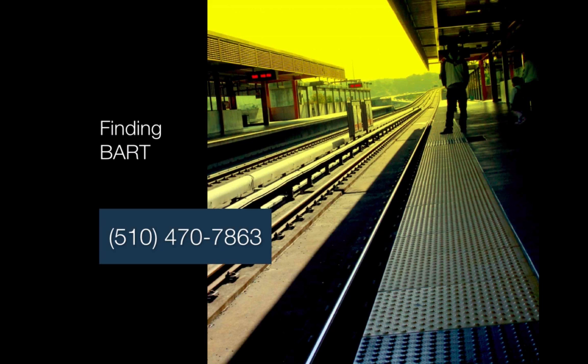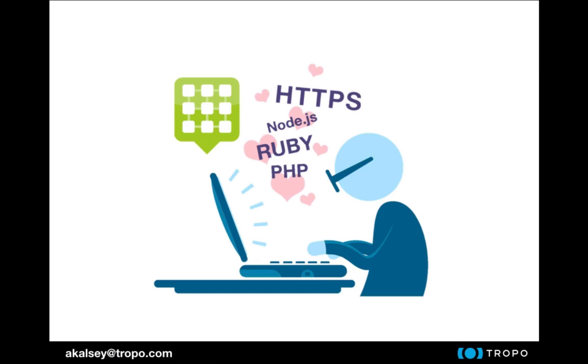Welcome to the BART arrival time service. Please speak the name of a station. Richmond. The train from Richmond will arrive at Fremont in 1 minute, and in 15 minutes will arrive.